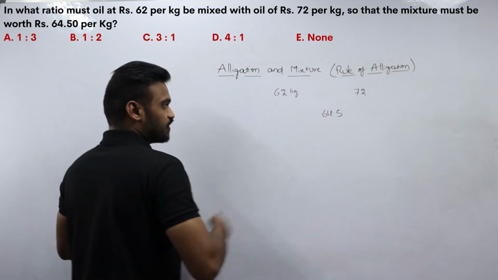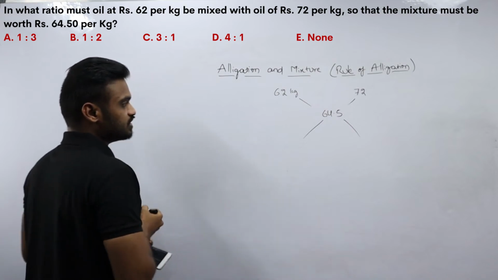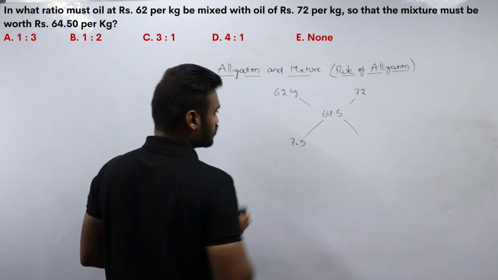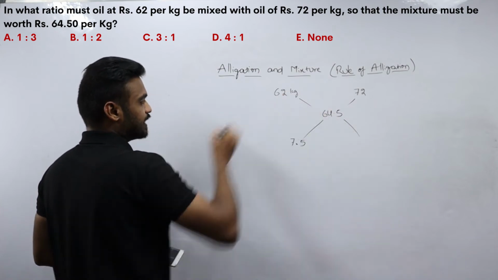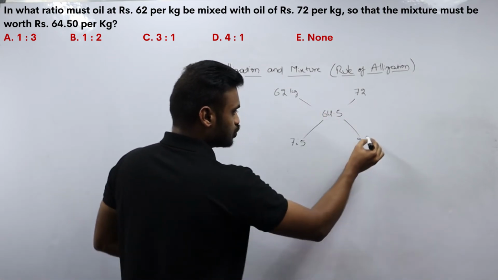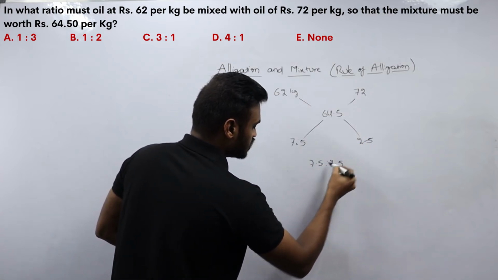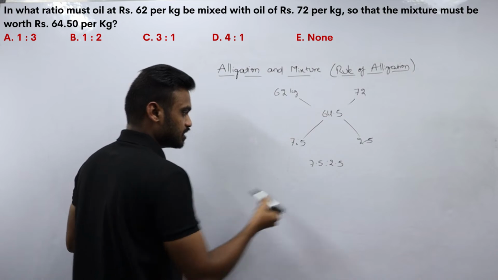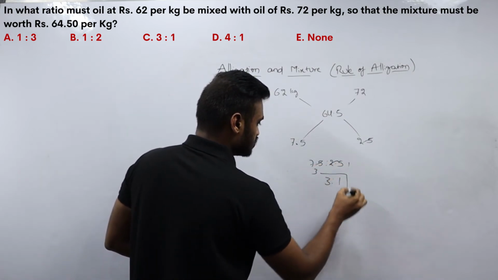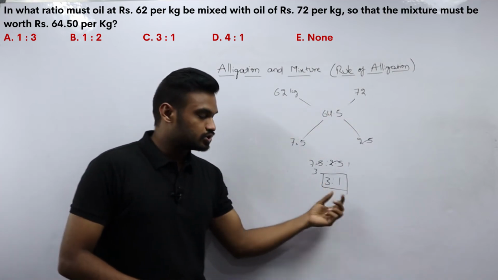If I find the differences, I will get 72 minus 64.5, that is 7.5, and 64.5 minus 62, that is 2.5. So the ratio is 7.5 to 2.5. Even if you directly cancel, you will get the same ratio: 2.5 ones are 2.5, 2.5 threes are 7.5. So the ratio is 3:1. These two quantities need to be mixed in the ratio 3:1.